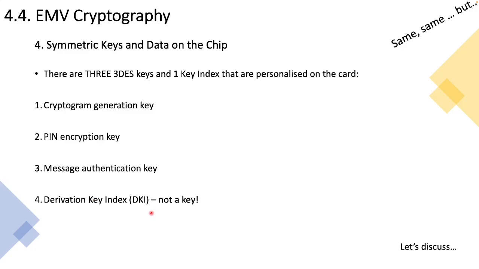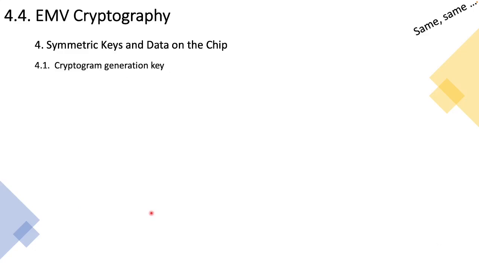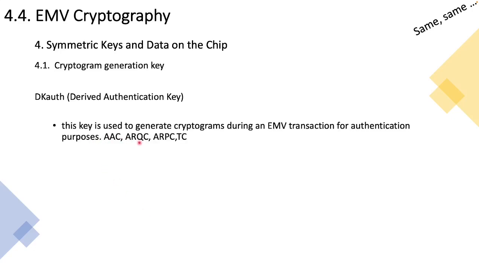Okay, so let's discuss these four items in a bit more detail. The first one is a cryptogram generation key, sometimes referred to as a DK auth or derived authentication key. So this key is used to generate cryptograms during an EMV transaction for authentication purposes. And these cryptograms take the form of the following four. So it's an AAC, ARQC, ARPC, or TC. Basically the AAC refers to a decline, TC is an approval, ARQC is a request to go online, and ARPC is a response from an online host.